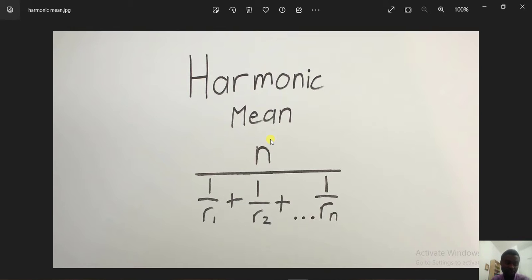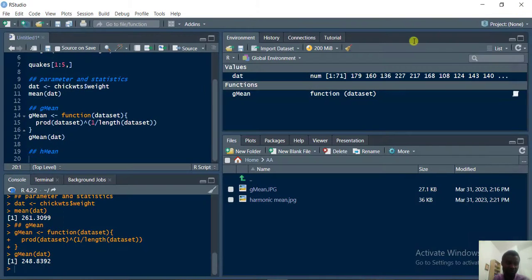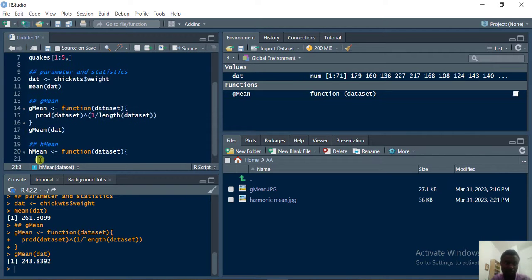And if we take our mind back to the concept of indices, this formula can be rewritten in another different form, which is 1 over n times the summation of the individual reciprocals, all raised to the power of minus 1. And this is the formula I'm going to use to create the function for the harmonic mean. So I'm going to say hmean is a function that takes the data set, and now we use the curly bracket.